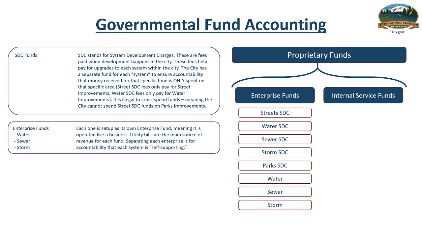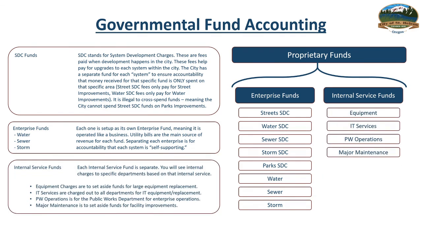The next proprietary fund that the city has is enterprise funds. This is separated into water, sewer, and storm. These funds are where your utility bill revenue goes. Each charge on your utility bill goes into its own separate fund. The water portion of your utility bill goes into the water fund, and so on and so forth. Each of these funds are separated individually because the money collected, the revenue, should be able to support the government operations.